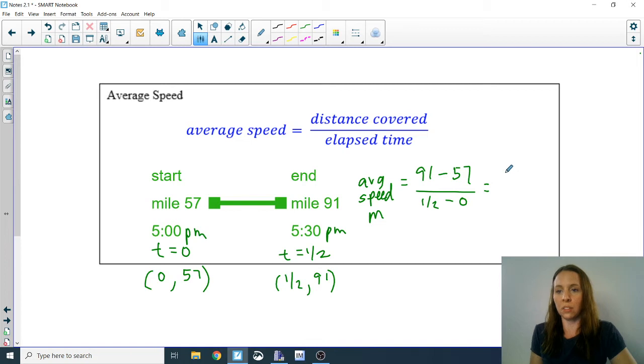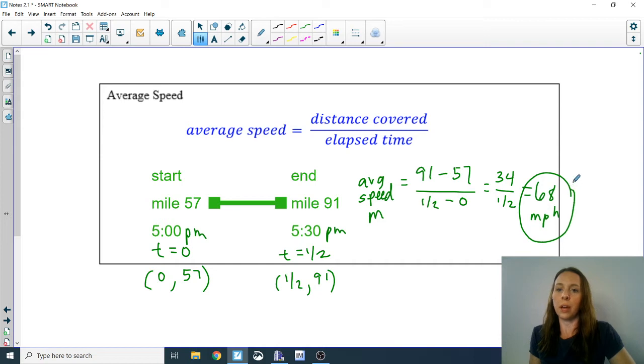91 minus 57. This is the hardest part. Mental math. What's that, 34? Yeah. And a half minus 0 is a half. 34 divided by a half is 68. And that would be my average speed in miles per hour. 68 miles per hour. Keep in mind we're on the turnpike, so don't be like, whoa, she drives so fast. It's turnpike. Okay.